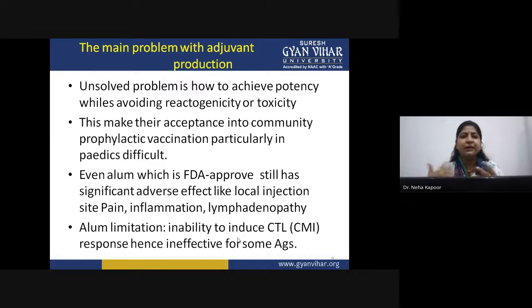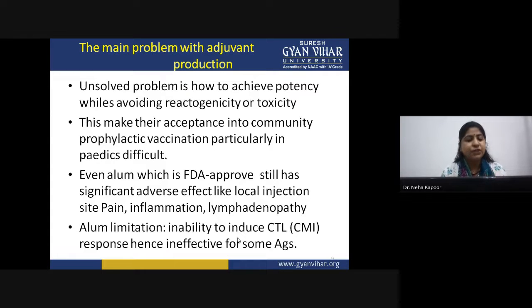Most commonly we use alum. Alum is an FDA approved adjuvant that we normally add in vaccine preparations while companies are preparing vaccines. Even this alum, which is FDA approved, still has certain adverse effects like local injection site pain, inflammation, swelling, lymphadenopathy. So all of these adverse effects, we can't overlook them. So we need to produce such kind of adjuvants. That is a major challenge that is being faced in the adjuvant industry.